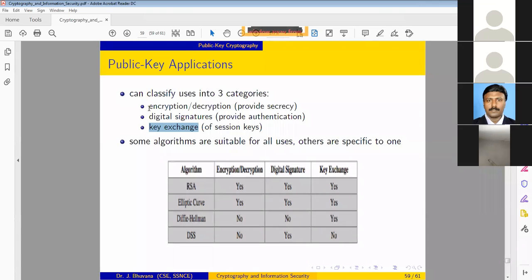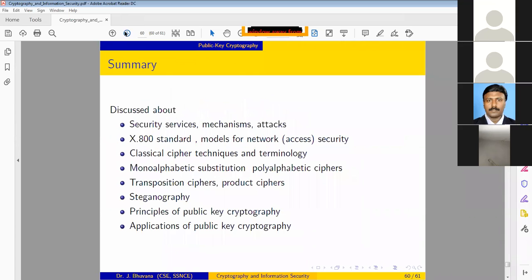RSA can be used for all three applications listed: for secrecy, to provide digital signatures, and to do the key exchange between the sender and the receiver. Elliptic curve can also be used for all three applications. Diffie-Hellman can only be used for the key exchange, which we need in symmetric key encryption. Digital signature standard, as the name suggests, is used for providing the digital signature. So these are the applications of our famous public key cryptography algorithms.